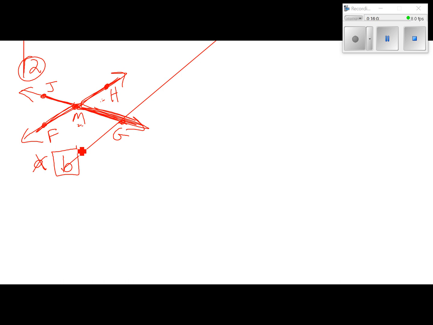Ray MJ and ray MH are opposite rays. MJ is right here, that's that ray going out that direction. MH is that ray going out that direction. Well, they're not opposite rays. Opposite rays would be like MJ and MG. So C is wrong. D says none of these. Well, we already know B is a correct answer, so D can't be right.